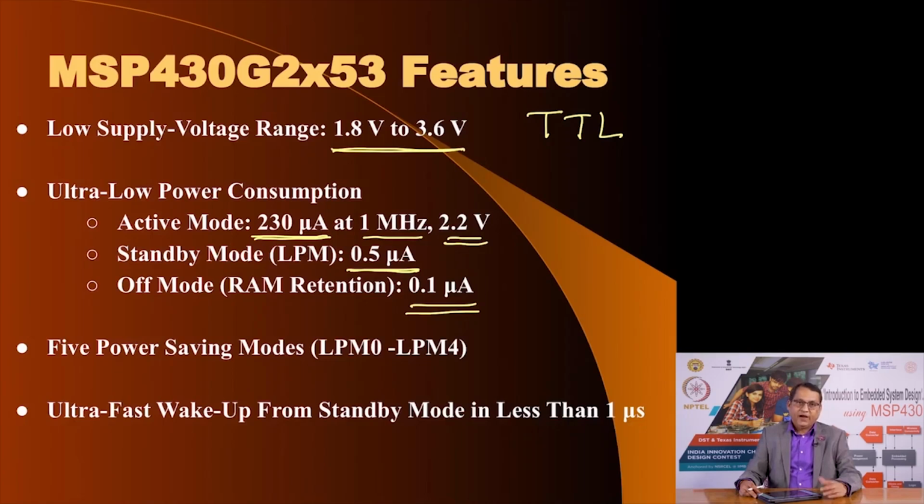It offers a variety of low power operating modes, 5 low power operating modes that can be selected by the user through an appropriate program executing certain instructions, and you can go from low power mode 0 to low power mode 4. While you are in one of these low power modes, and if you want to get back to the active mode, you do not want to waste time doing that switching, and in this case you can get back to active mode in less than 1 microsecond. So, these are very important and salient features of the MSP430 microcontroller family.